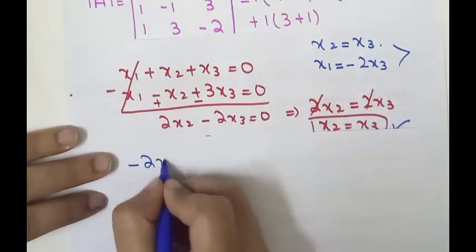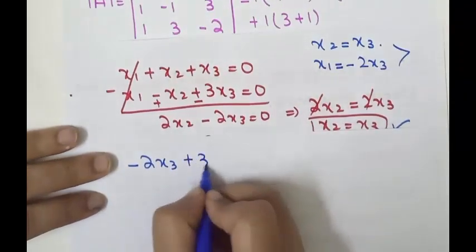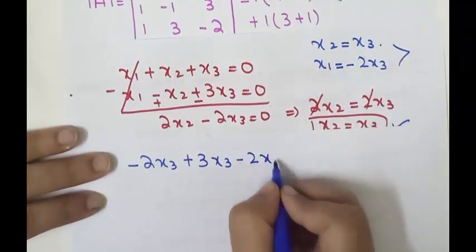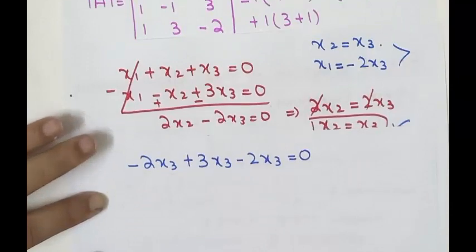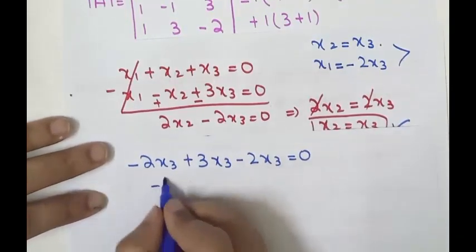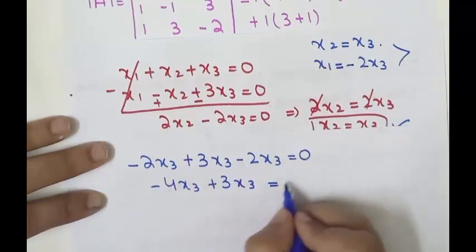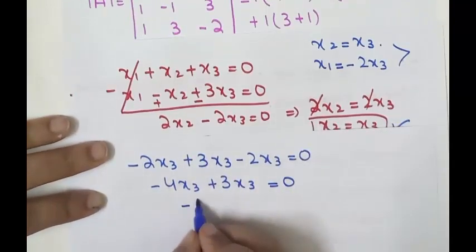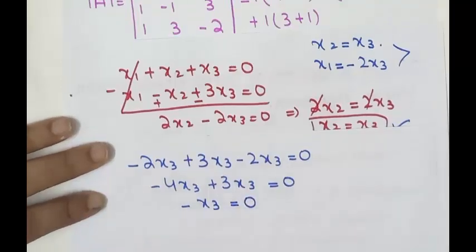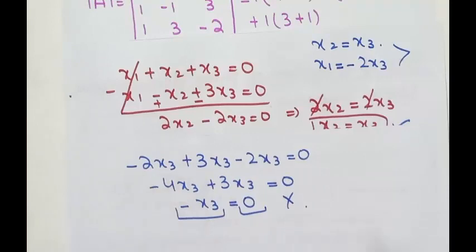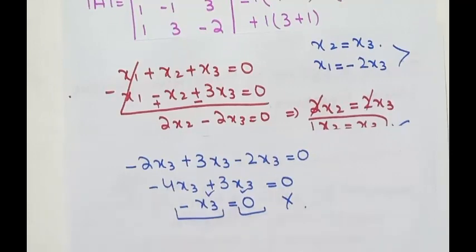x1 is equal to minus 2x3, plus 3 times x2, which is equal to x3, minus 2x3 is equal to 0. So minus 2 is minus 4x3 plus 3x3 is equal to 0. So this is equal to minus x3 is equal to 0. So the equation is not satisfied, because in order for the equation to be satisfied, both of the sides should be equal, but the equation is not satisfied.